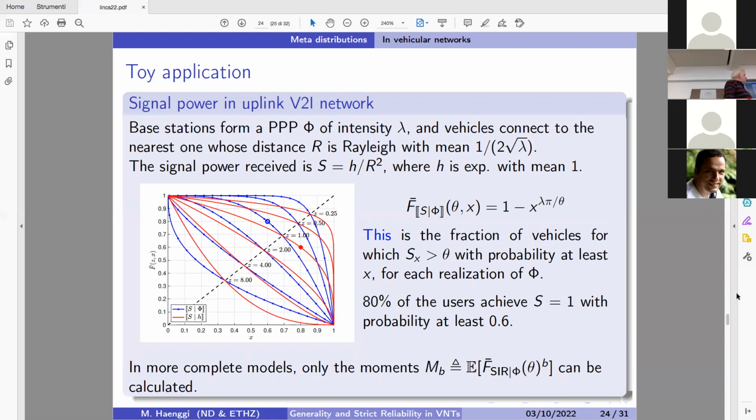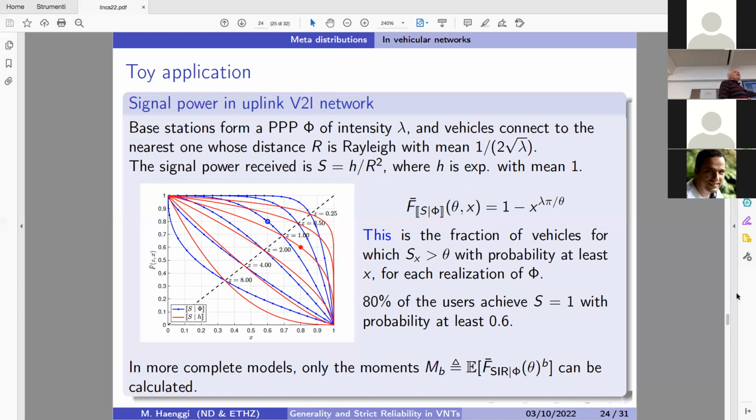We assume a free space path loss, so the signal power is given like this. In this case, we can get a very simple expression for this meta distribution of the signal strengths only. So we can plot these blue curves, and they give the fraction of vehicles for which the signal power exceeds theta with probability at least x for each realization of the base station process. So in this case, at this point, we see 80% of the vehicles achieve a signal strength of 1 with probability at least 0.6.